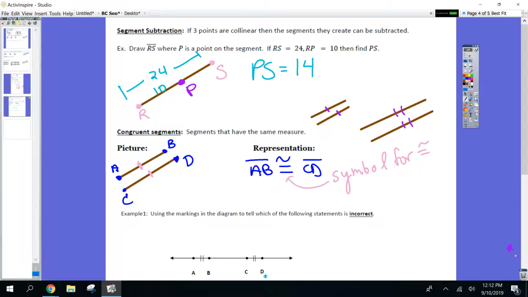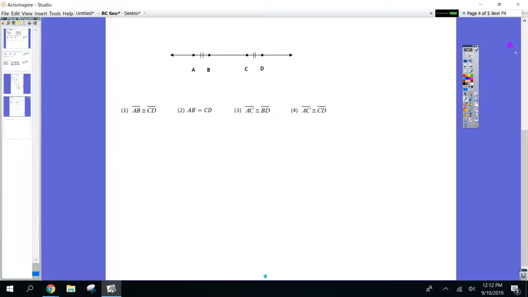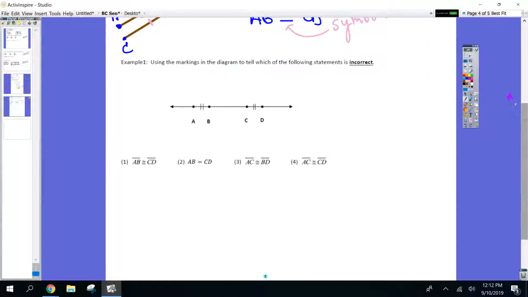All right, one more, kids. And you can do this with your partners right now. I'll give you about 45 seconds. Which of the following is incorrect? I put markings on there for you. Which one is incorrect? Go ahead, talk it over with each other.